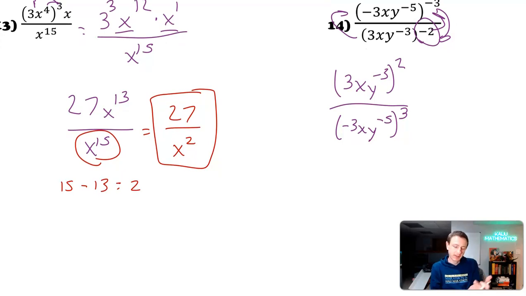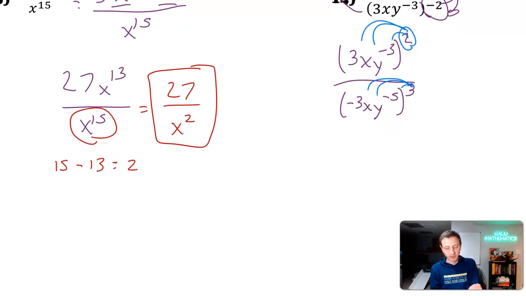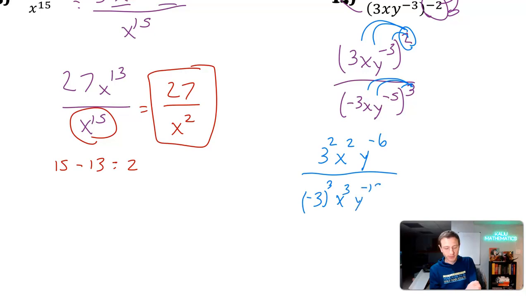Now that I did that, it's a little bit simpler because now I just have this all being raised to a +2, this all being raised to a +3. So I'm not worried about all these negatives flying around. This is going to become 3 squared, x squared because 1 times 2, and y to the -6 because -3 times 2. And then this is going to be negative 3 to the third. And x to the third and y to the negative 15.